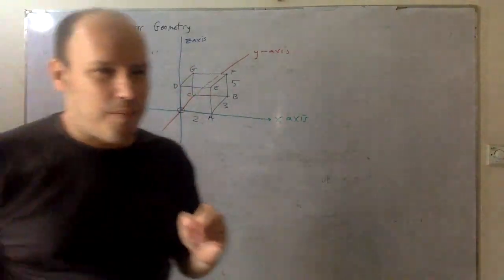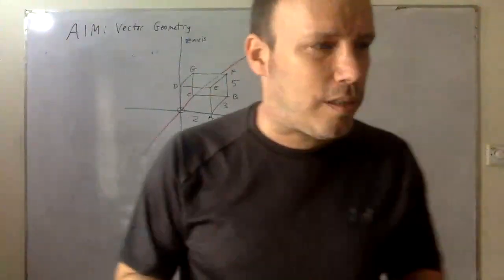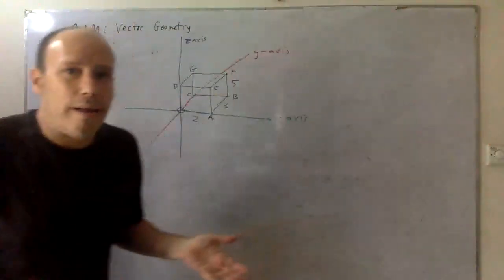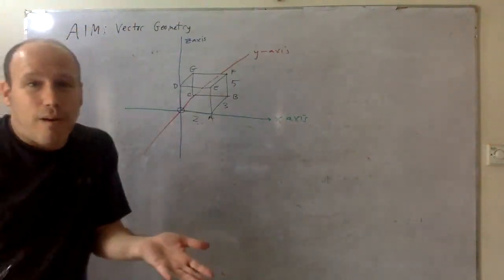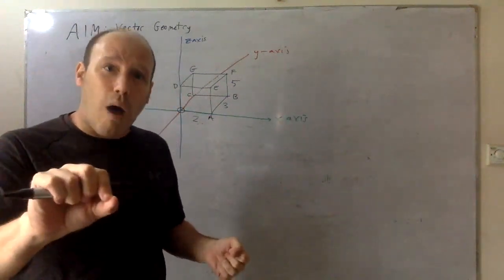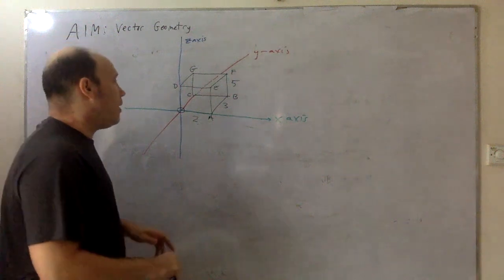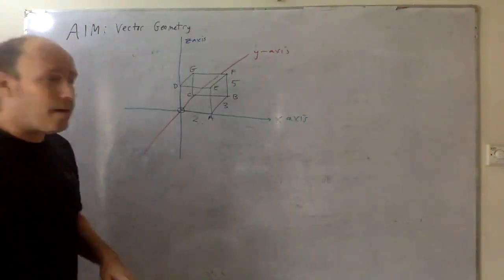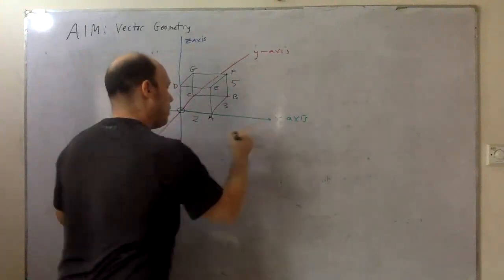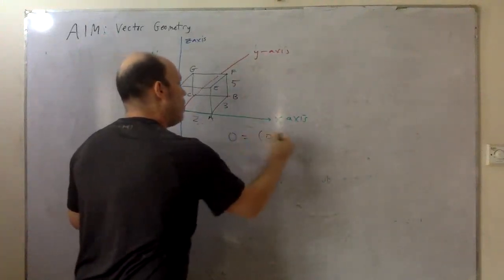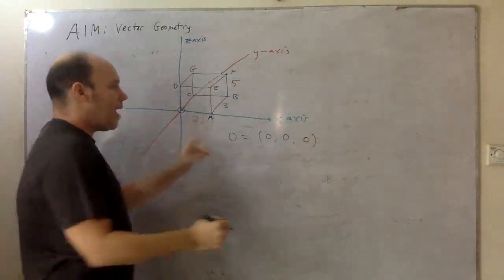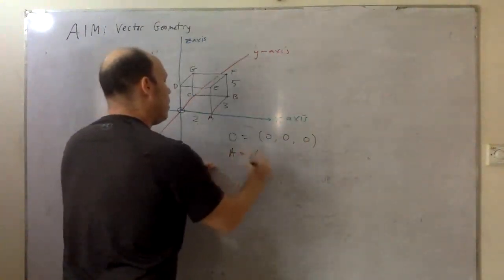Okay. Now we're in 3 space. So the question is, how do we identify these points? Well, if you think about it, graph paper, we went along the x-axis to get the x, and along the y-axis to the y. But now we have a third coordinate. So let's think about this. We're going to call the origin 0, 0, 0. How do we get to point A?